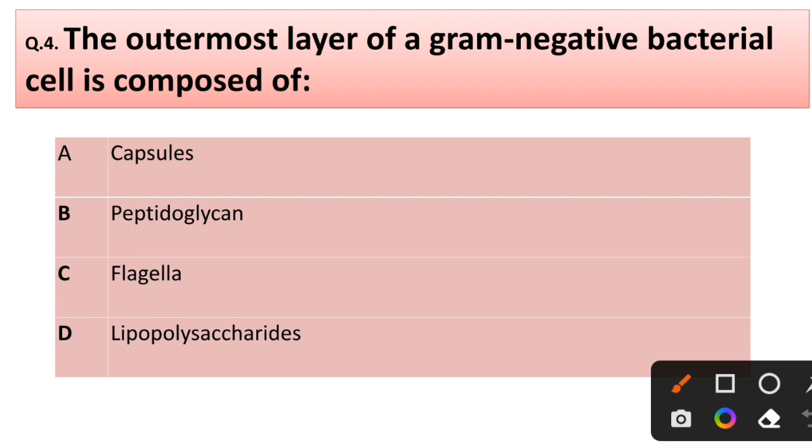Question number 4. The outermost layer of gram-negative bacterial cell is composed of capsule, peptidoglycan, flagella, lipopolysaccharide. Correct answer is option D, lipopolysaccharide.